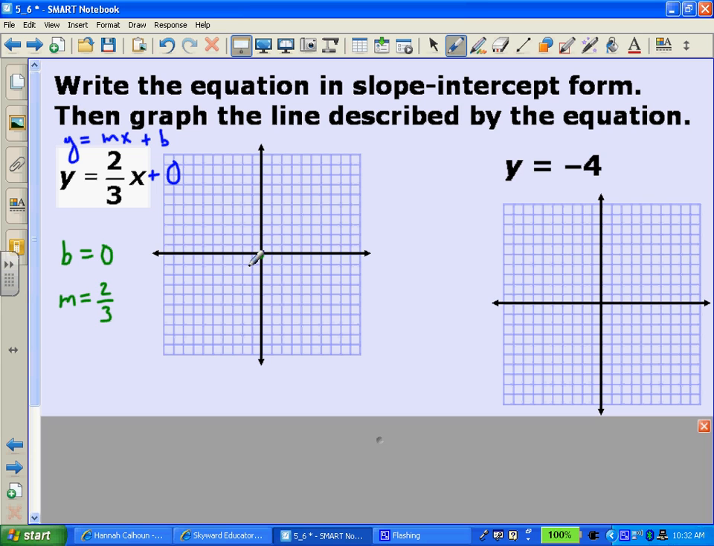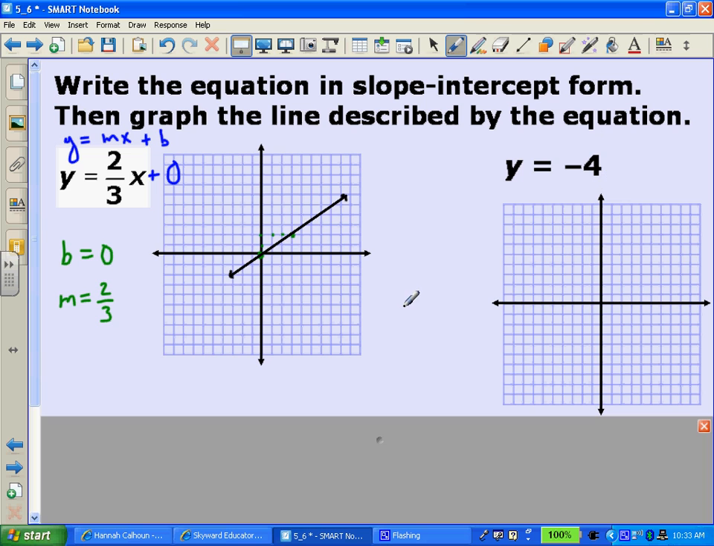So then I start at 0 on the y-axis. I go up 2 over 3 to get this point right here. So then, once again, I just draw the line, and I'm good to go. So that's one issue that comes up.